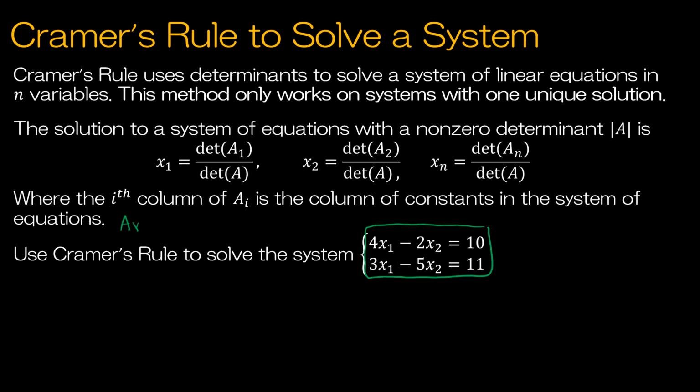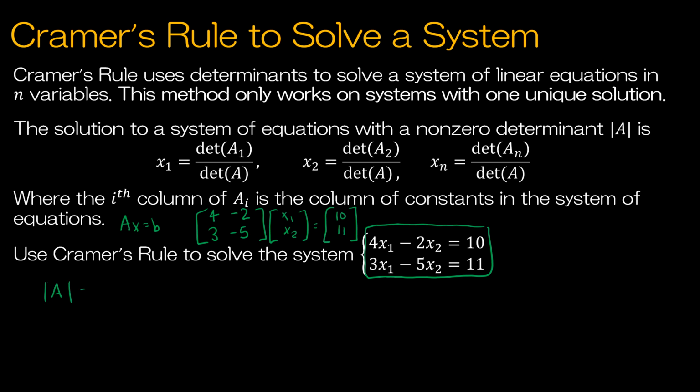Remember, we always say AX equals B. So we're going to take A, which is the coefficient matrix, 4, -2, 3, -5. And then, of course, we would have x1, x2. That's not important for Cramer's rule. And then 10, 11. So that's AX equals B. What Cramer's rule tells us to do is to find the determinant of A, and the determinant of A1, and the determinant of A2.